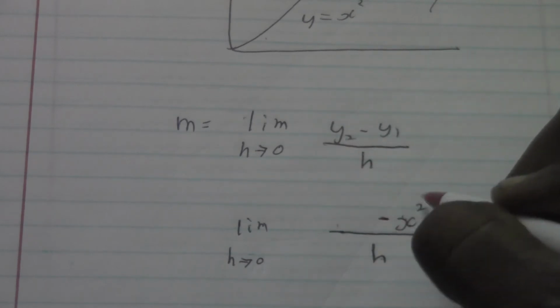Y is equal to x squared. This is what the name of the graph is. Y is equal to x squared. Now, this is our y1. Our y2 will still be y equal to x squared, right? But the x will be a little bigger. It is still x squared, but the x is of a slightly higher value this time.